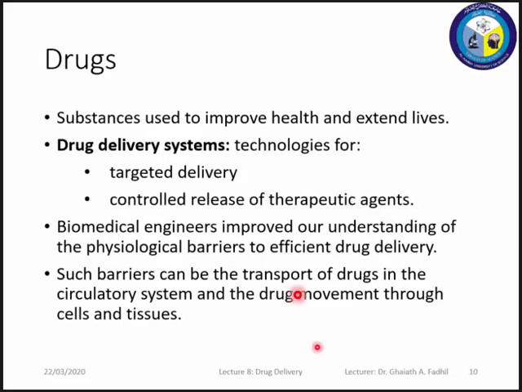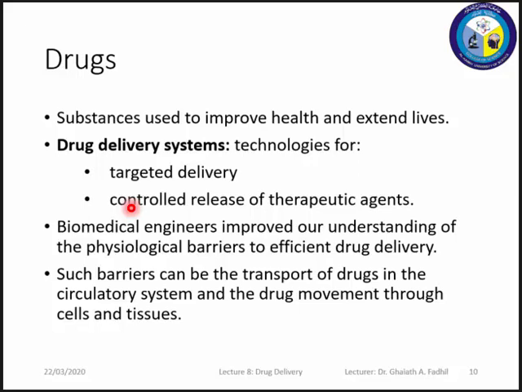So to start over, drugs, as you all know, are the medications or substances we take to heal or to provide some support to the human body to fight any kind of health problem, like viruses or bacterial infections.